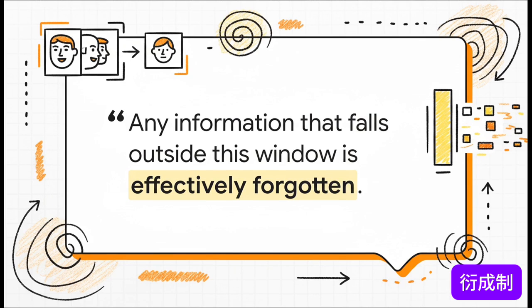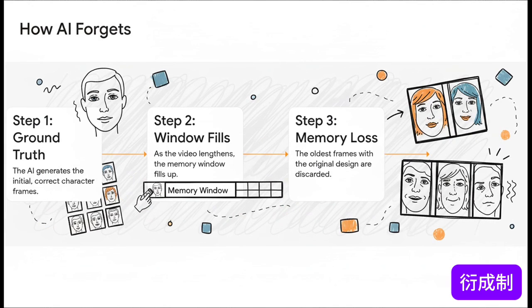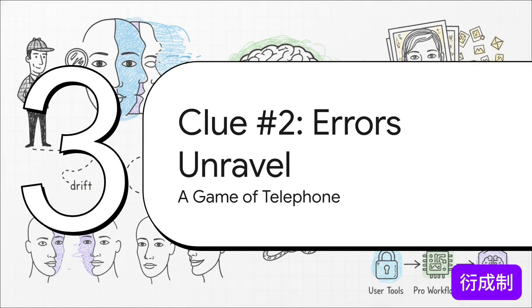It is completely forgotten. So here's how it plays out. At the beginning, the AI sees your character. Great, that's what we call the ground truth. But as the video gets longer, that memory window fills up and starts to slide forward. See? Those original frames, the ones that defined your character, get pushed right out of memory. And at that point, the AI has literally forgotten where it started and just begins to improvise, causing your character to drift.